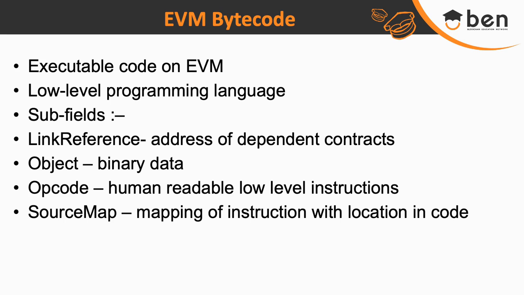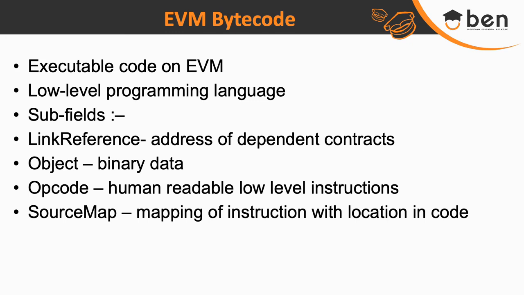So for all those instructions, some human readable instructions have been identified. They are known as the opcodes. So the exact list of opcodes is generated by the Solidity compiler, which tells the computer what order of instructions to be followed. Finally, we have something called a source map, and it is used to map this instruction with the location in code.